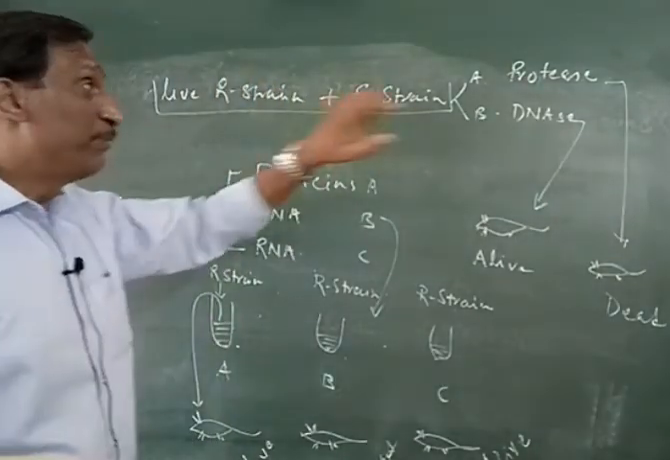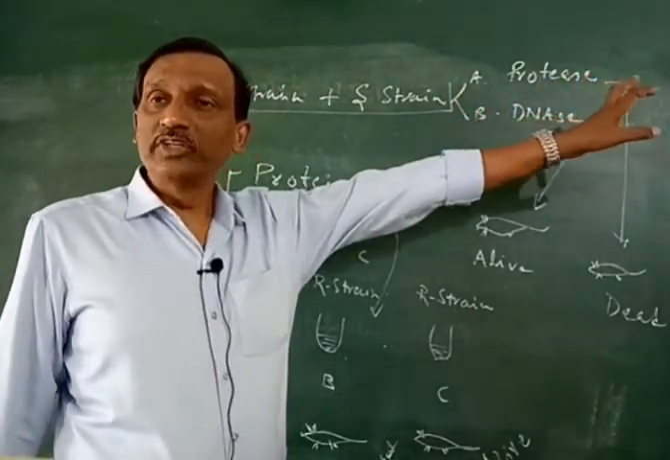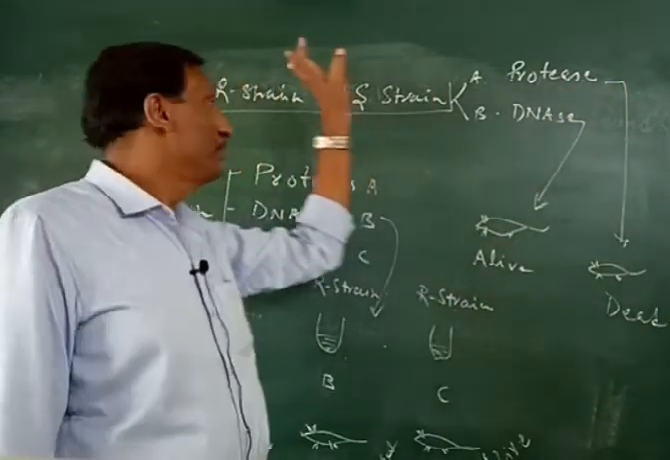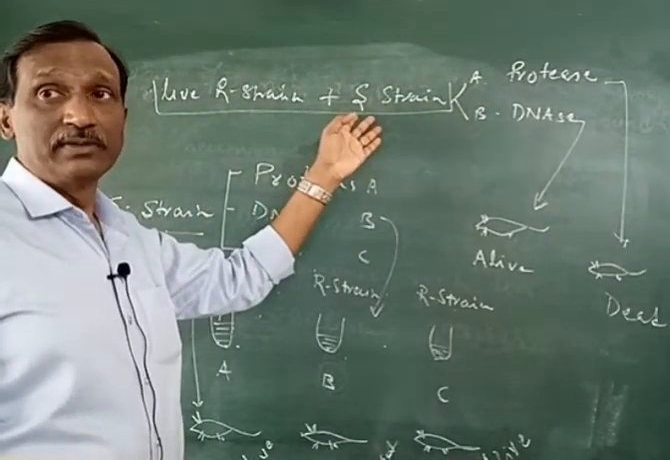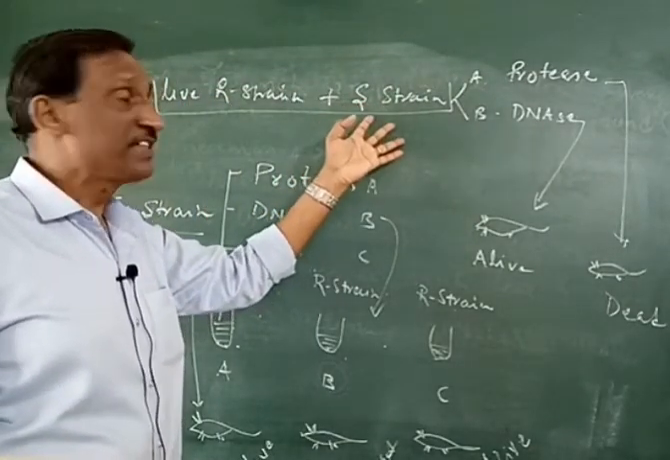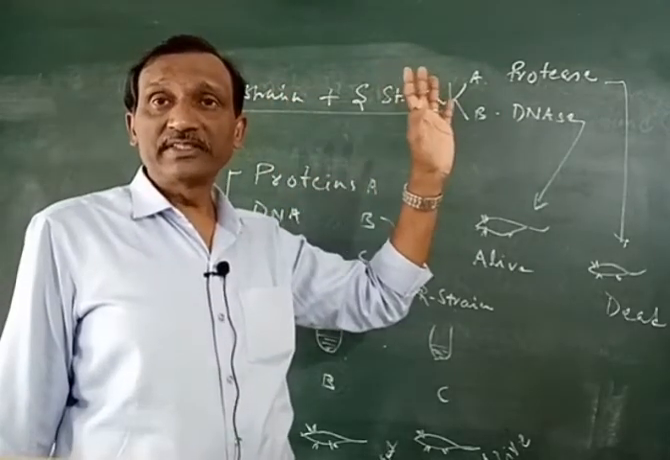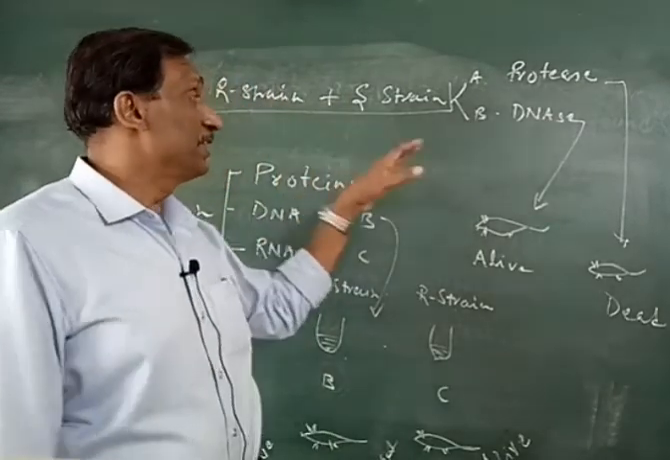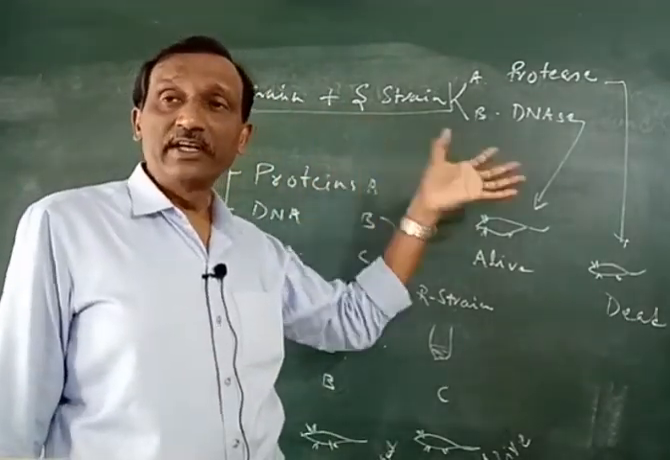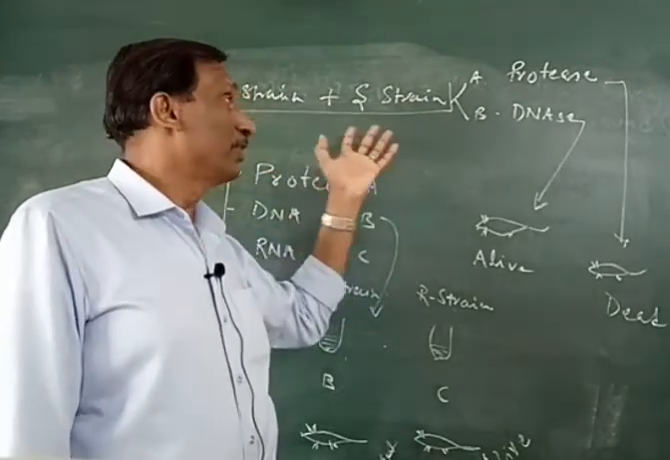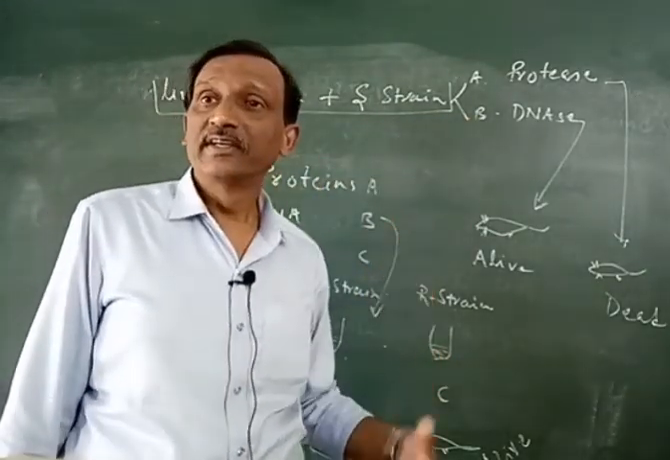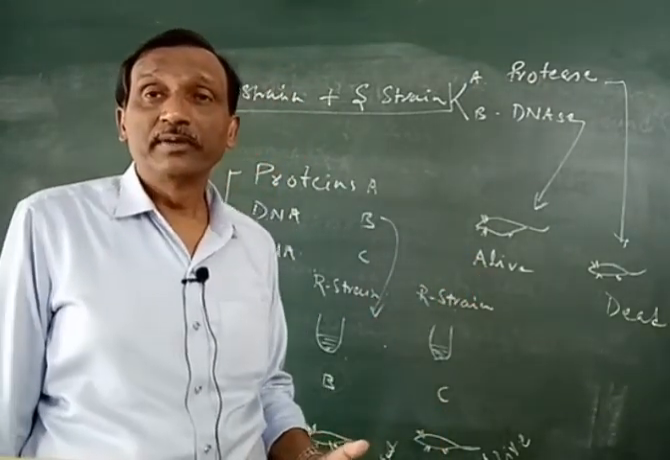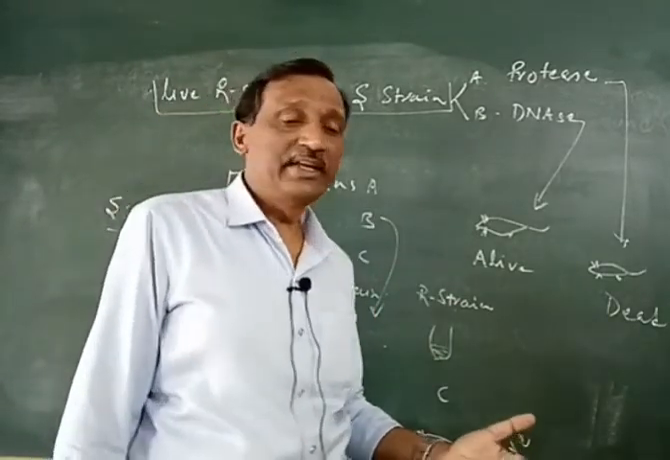The reason is that when protease is added, it digests only the proteins. The proteins of the S strain are digested, but the DNA is not digested, and hence the bacteria are able to cause disease. And when DNase is added, it breaks down all the DNA of both the bacteria, and the rats remain alive. So that means it is not the protein, but the DNA which is responsible.